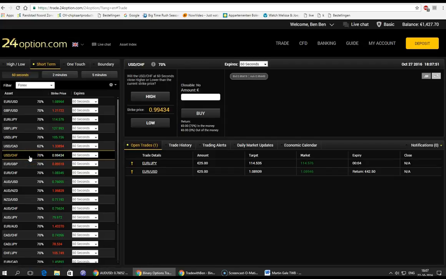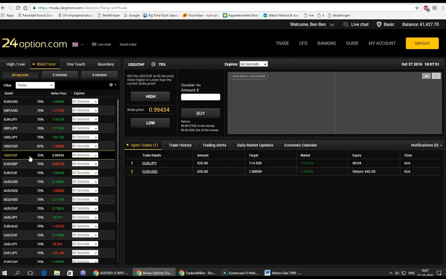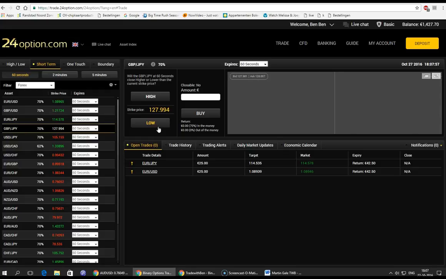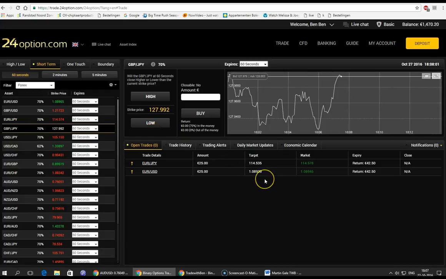I don't see any possibilities anymore for that trade, but I do see a possibility for the GBP, Japanese yen, pound. Not quite yet, but it is near the resistance level. So let's see what's going to happen. So we won our previous trade. We were already almost 100 euro in the money.